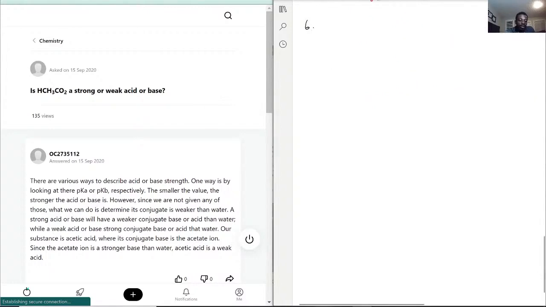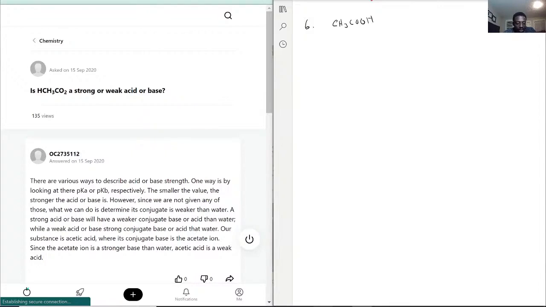So now this one's asking, is HCH3CO2 a strong or weak acid or base? That's actually a great question. So we have CH3COOH. I prefer to write it like that because it actually helps me see it a lot better. And now that I know it's that, this is actually just acetic acid.